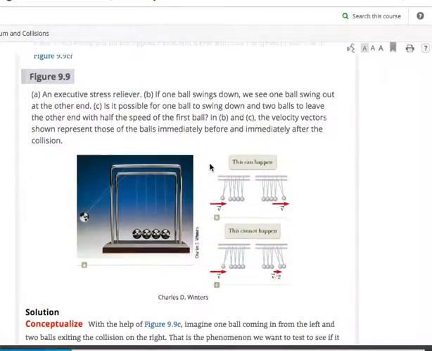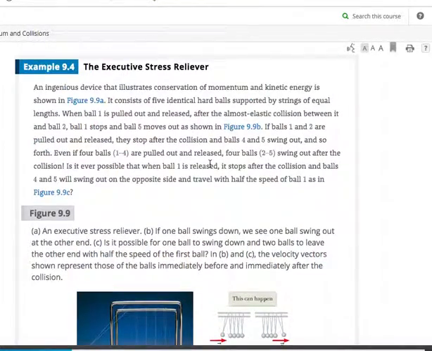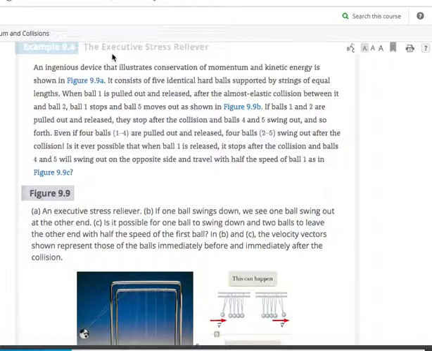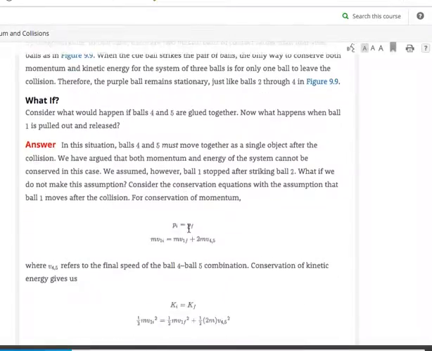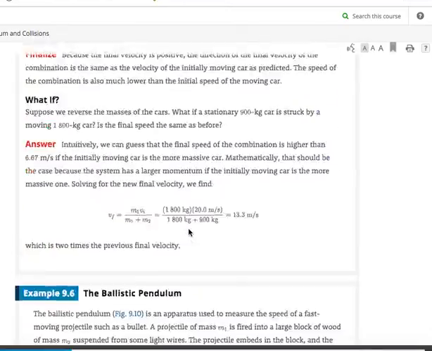So here, what is this? We're talking about Newton's cradle. This is conservation of momentum and conservation of kinetic energy. It consists of 5 identical hard balls supported by strings of equal length, where the kinetic energy is transferred to this one, this one, this one, this one, and basically this one comes off the end back here. It just goes back and forth and back and forth.